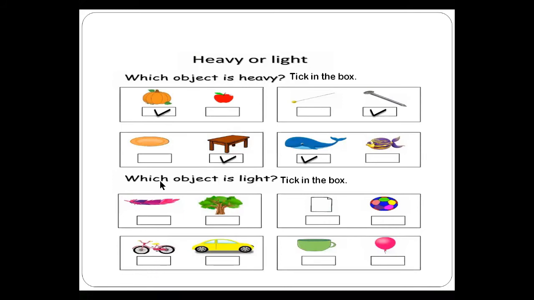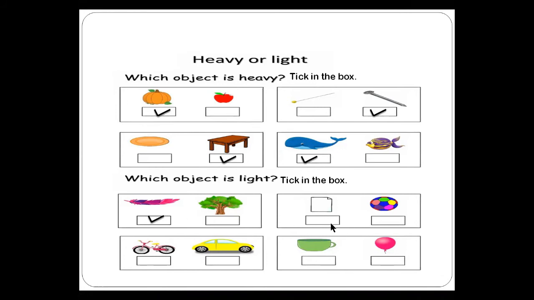Now the second question is which object is light? Tick in the box. Same as before, but here we have to find the lighter object. Here we have a fur and a tree. Which will be lighter, tree or fur? Fur will be lighter, so we will put the tick on it.